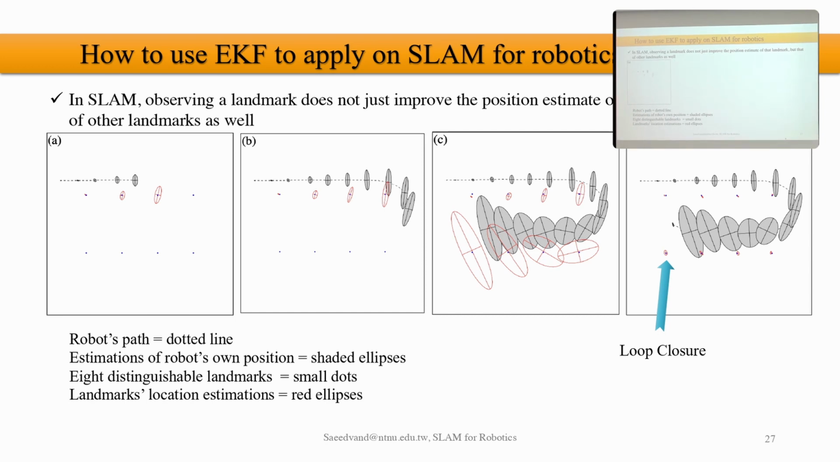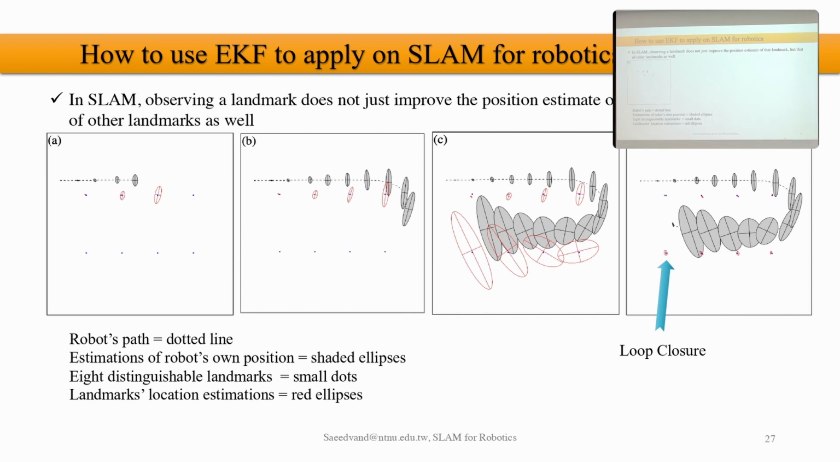Now, let's have a look at a visual example, what is happening with the extended Kalman filter for the SLAM problem. So let's say you have the robot here. You can see the robot paths as dotted lines, and these are robot poses. That robot is moving. The estimation of the robot's own position is shown as shaded ellipses.